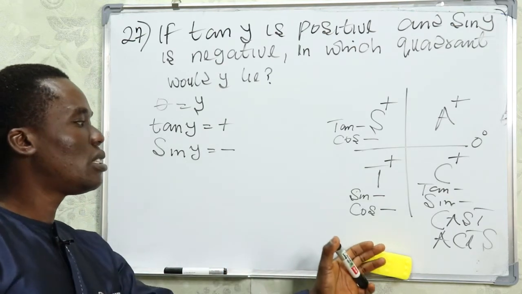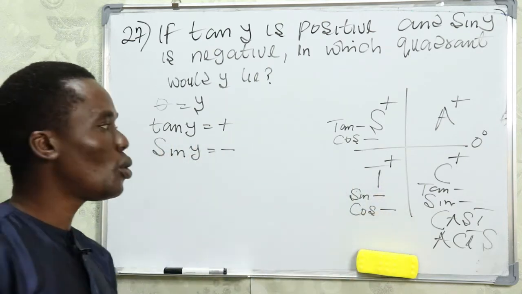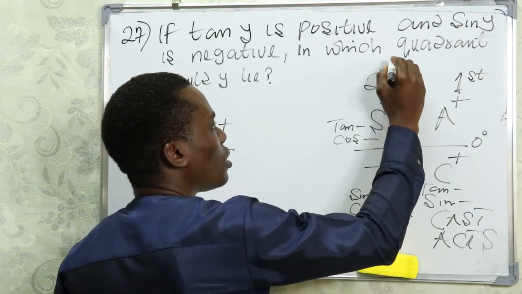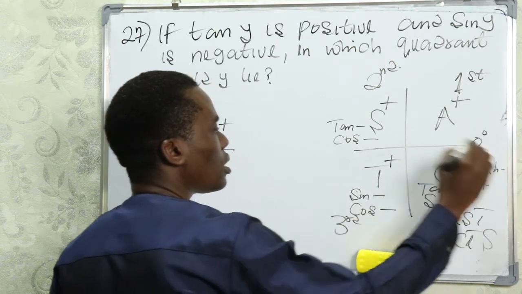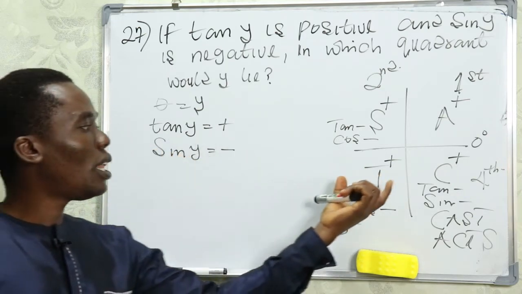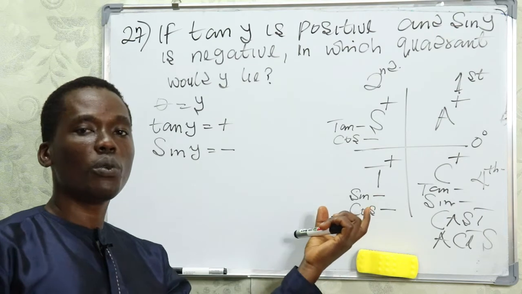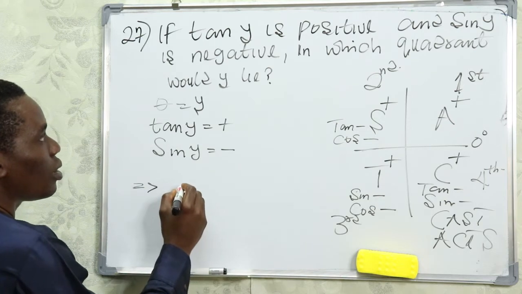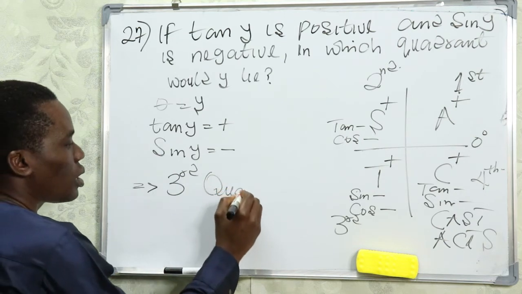So considering what we see in this acronym, we can apply it here. So if tan is positive, this is the first quadrant, this is the second quadrant, this is the third quadrant, and this is the fourth quadrant. So if tan is positive here, it simply tells us that y will lie in this quadrant, because definitely y, sine and cos will be negative. So this shows us that the angle y lies in the third quadrant.